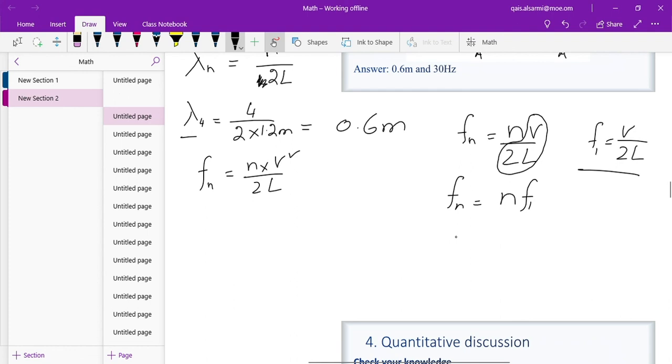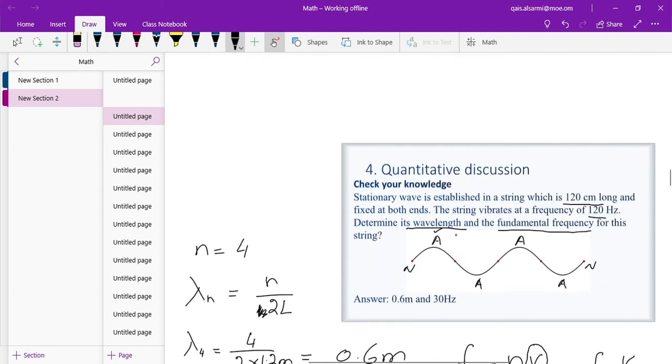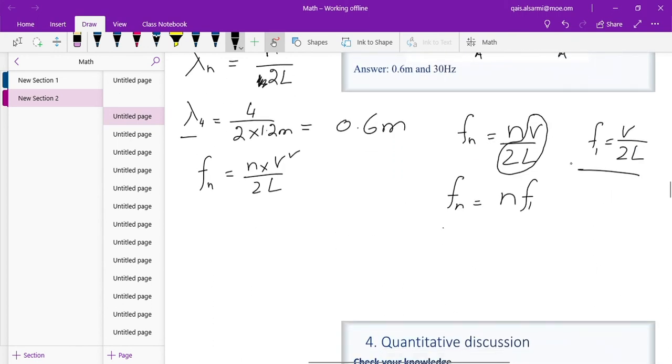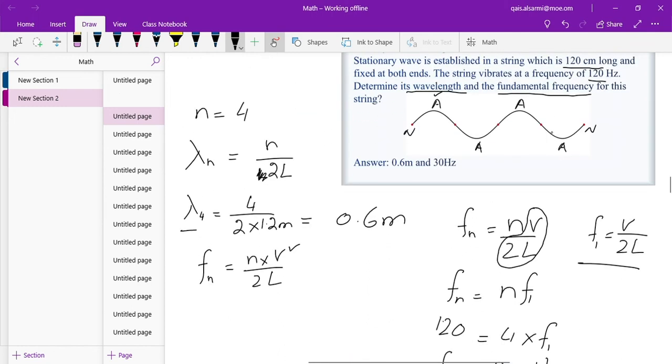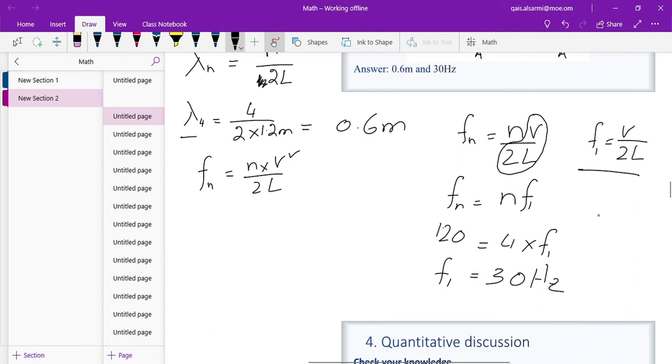So the frequency for the fourth mode of vibration was how much? It was 120 Hertz. So if I put here 120 equals 4 multiplied by F1, and solve for F1, the final answer would be 30 Hertz. So this is the minimum frequency with which particles in this standing wave can vibrate. If you want, you can use this equation in other ways, as there are a variety of ways of using the equation.